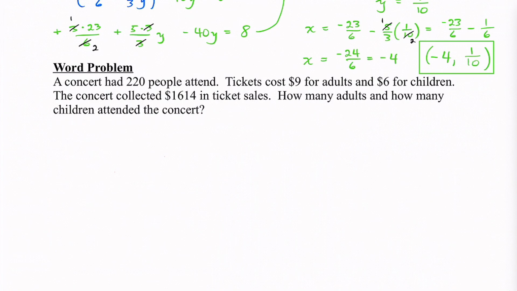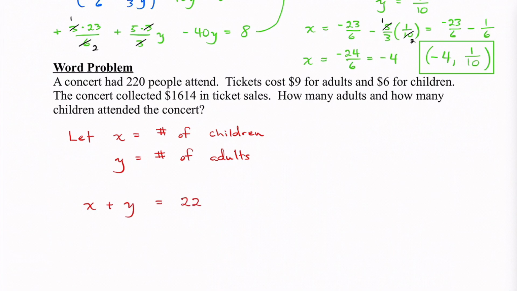So if we're going to be finding how many adults and how many children came to this, what we should do is label those as our variables. So I have x is equal to the number of children, and y is equal to the number of adults. So I know that total we had 220 people. So if I add up all my children and all my adults, that's going to have to add up to 220. So the children plus the adults, I add them together, I have to get 220 people.